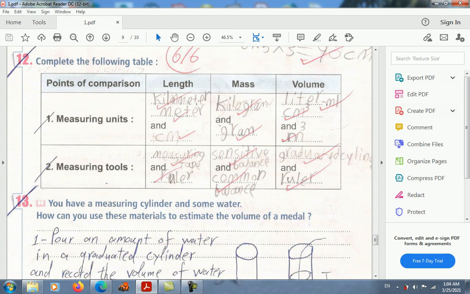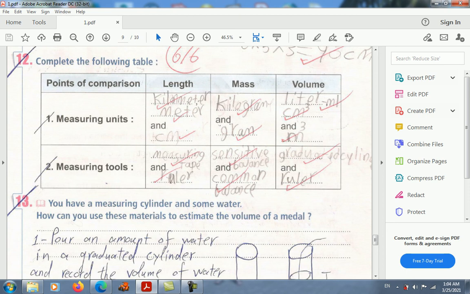for the length are kilometer, meter, and centimeter, while the measuring units for the mass are kilogram and gram. The measuring units of volume are liters, milliliters, centimeter cube, and meter cube.